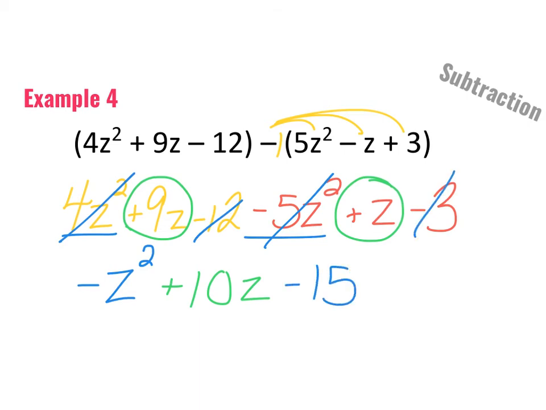My polynomial is simplified. It would be quadratic. The leading coefficient would be negative 1. It's a quadratic trinomial because it has 3 terms and my constant term is negative 15.